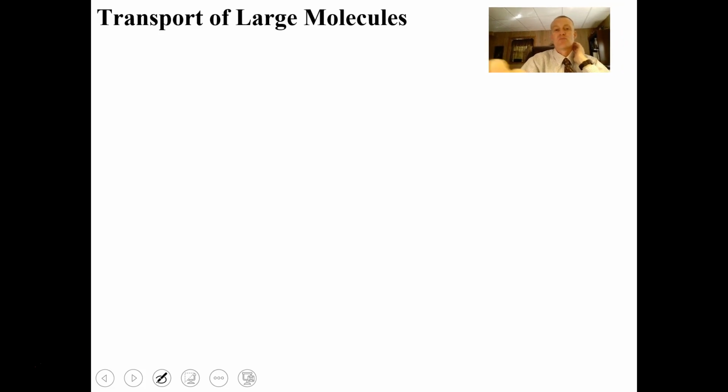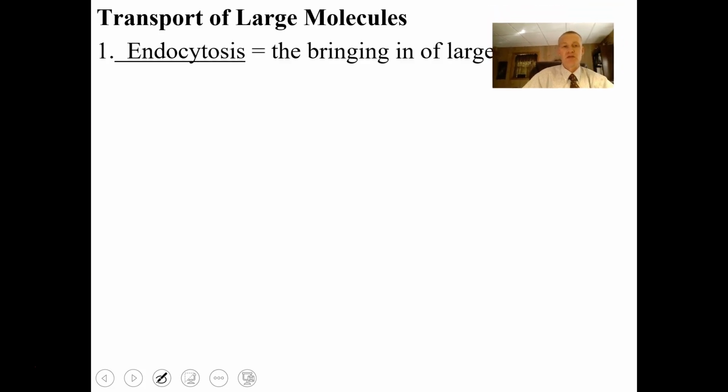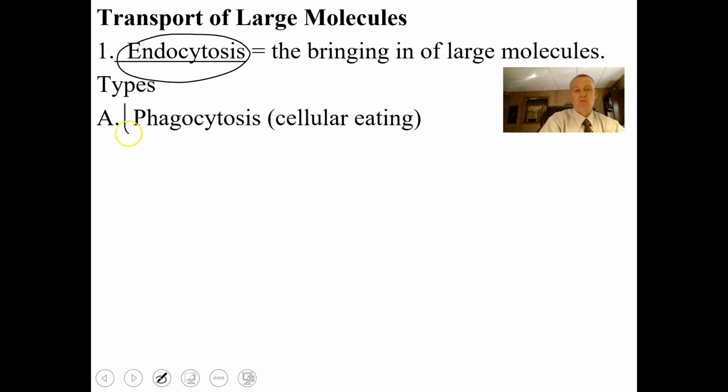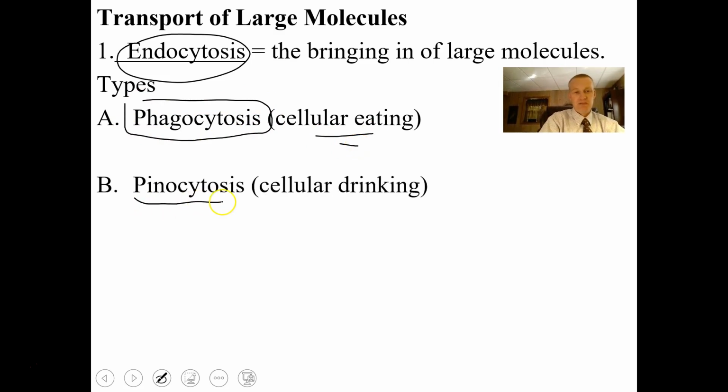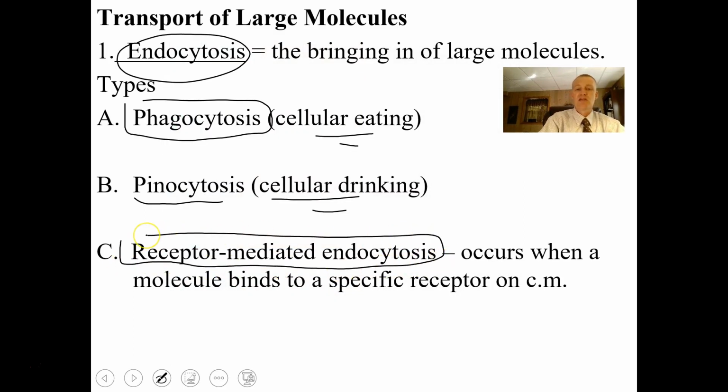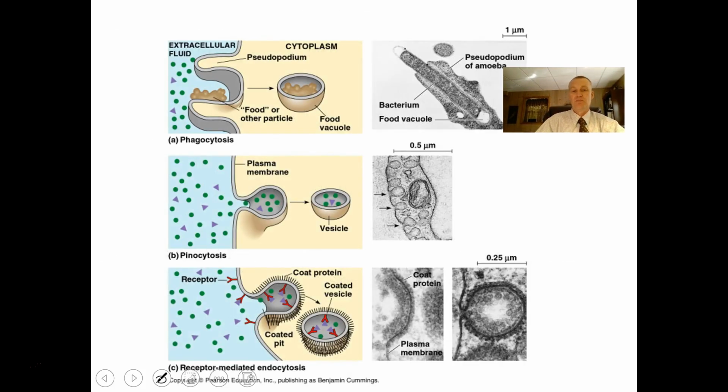The transport of large molecules also has very specific mechanisms. The name for bringing in large molecules is endocytosis. And in endocytosis, there is what we already talked about, phagocytosis. This is considered to be cellular eating. Pinocytosis is cellular drinking. Your cells do gulp little amounts of water, and that's called pinocytosis. And then there is receptor-mediated endocytosis, and this occurs when a molecule binds to a very specific receptor on the membrane, and then that very particular molecule is brought into the cell. And this is what they look like.